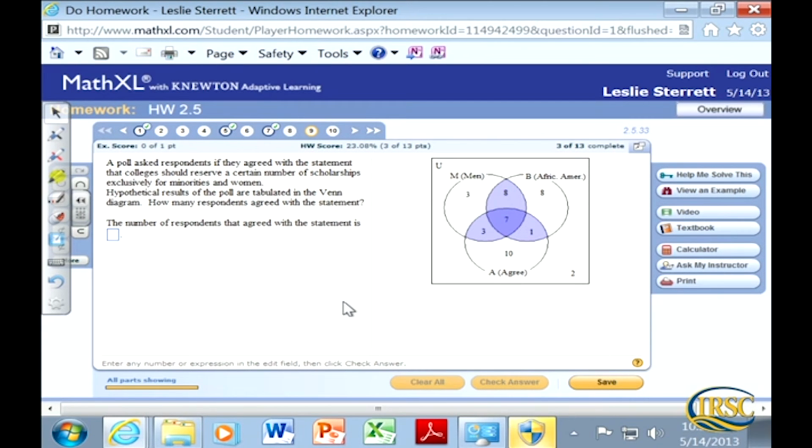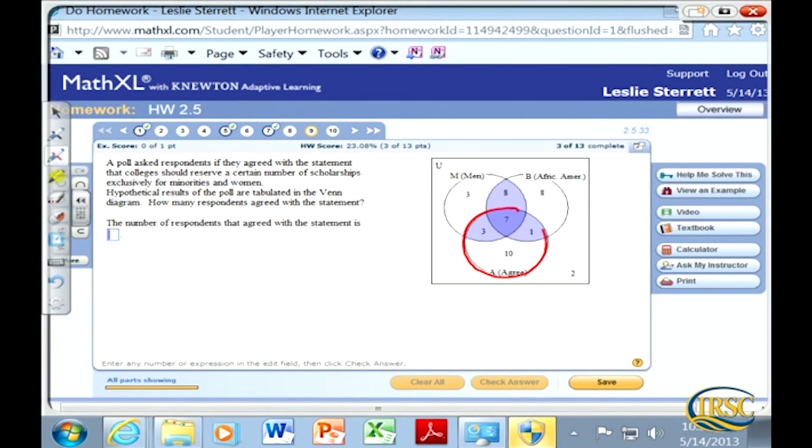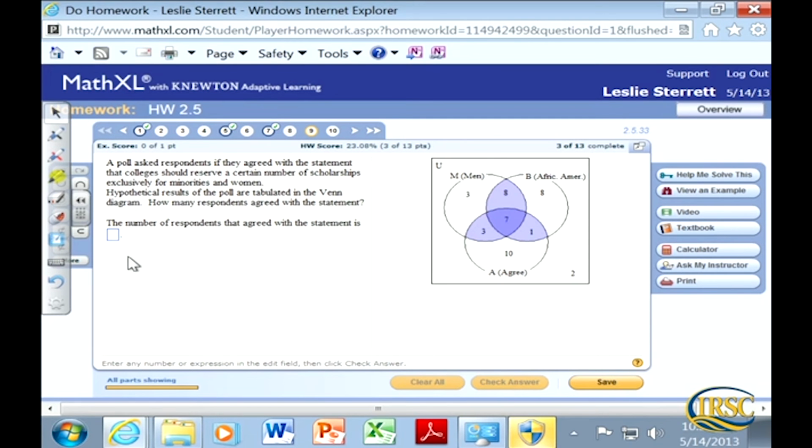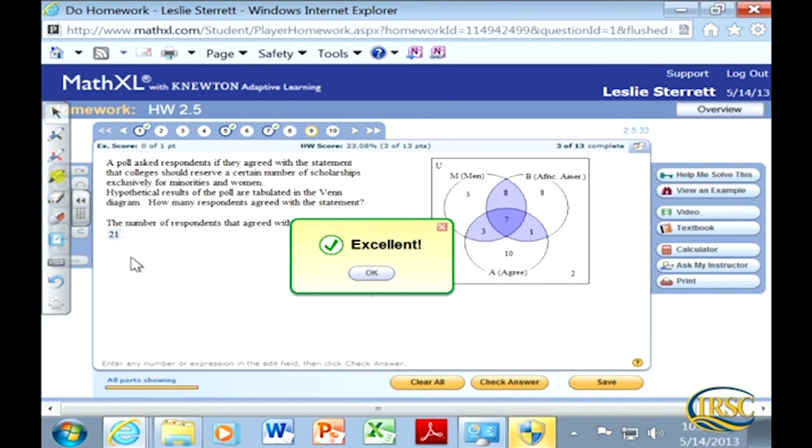Okay, and how'd you get 21? Okay, so add up everything that's in the agreed circle, because that's how many people agreed. So that gives you 21. Excellent.